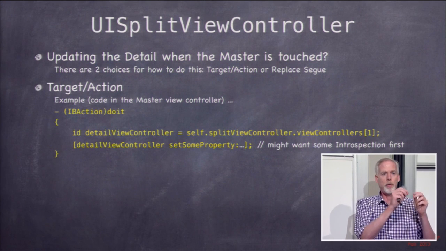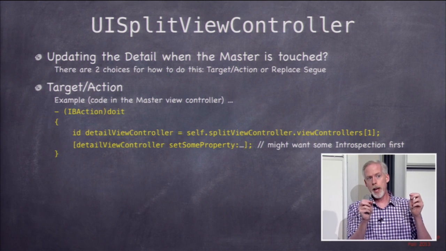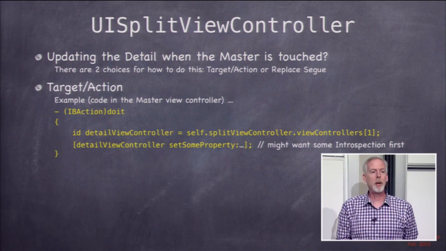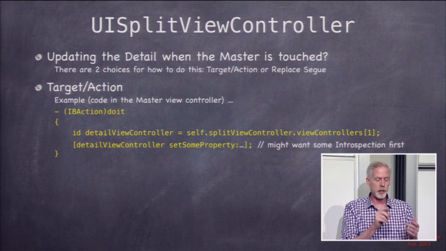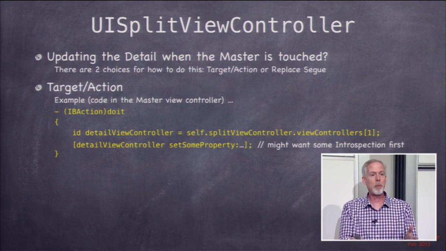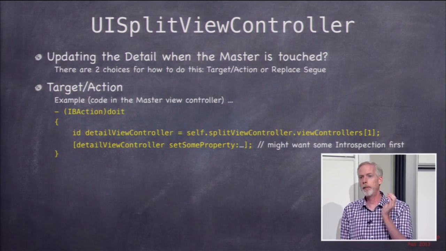Of course, if it's a table view in master, you have to use that did select row at index path. That's target action for table view. But if it were just a button in your master, like that calculator thing, if you just click a button that says show the graph, it could just be normal target action. And it would do something like this. Okay, find the detail and go update it.